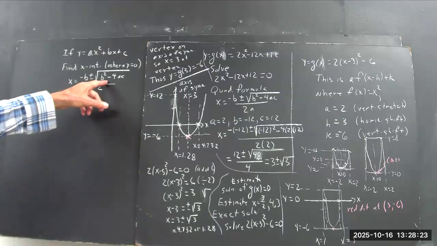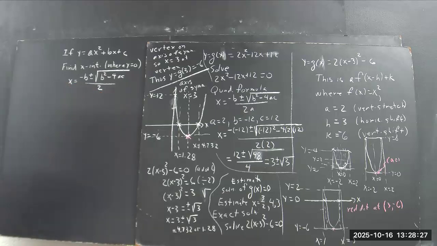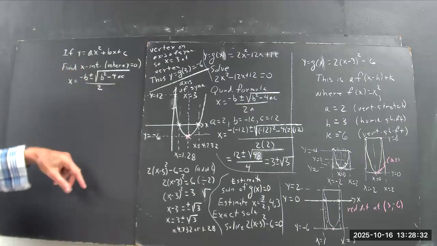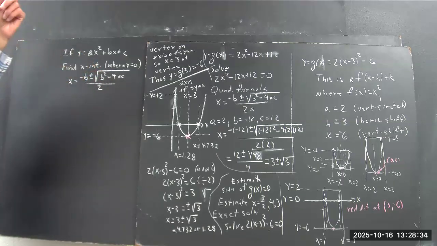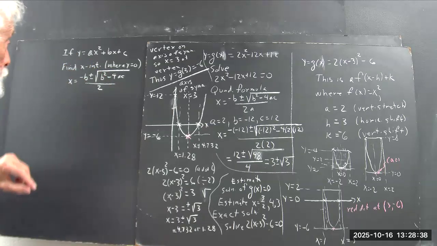If this number under the square root comes out positive, you're going to get two solutions. If it happens to be 0, you're only going to get one solution, because when you add 0, you get the same thing as you get if you subtract 0. So anyhow, there it is.